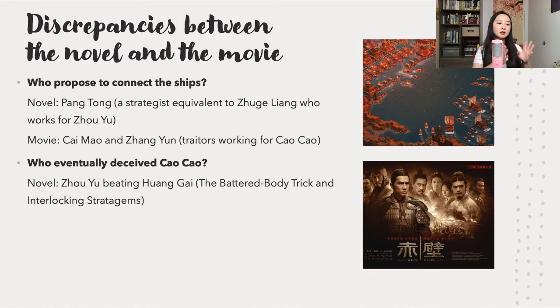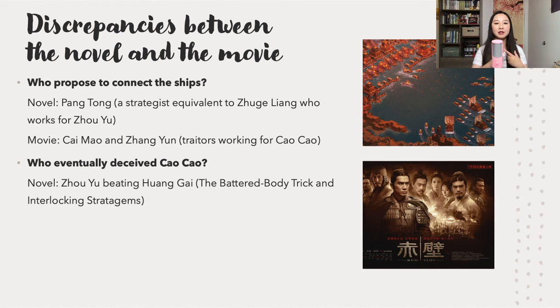So when Huang Gai's ship first goes into Cao Cao's army, Cao Cao was saying, "Oh, that is Huang Gai with his surrendered army coming to work for me." So that kind of loosens Cao Cao's nerve a little bit.